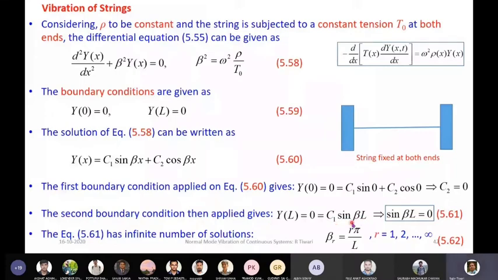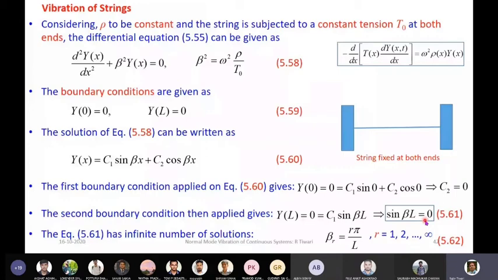Now, because these are the two terms, if C1 is 0, then both C1 and C2 are 0, so there is no motion. So C1 cannot be 0. So this term should be 0 to satisfy this boundary condition. If we equate this equal to 0, this is the frequency equation for the cable case. Earlier, in the discrete system, this was a polynomial. Now this is a transcendental equation, sine beta L, and it can have infinite solutions.